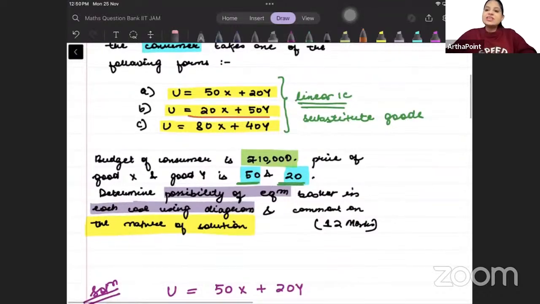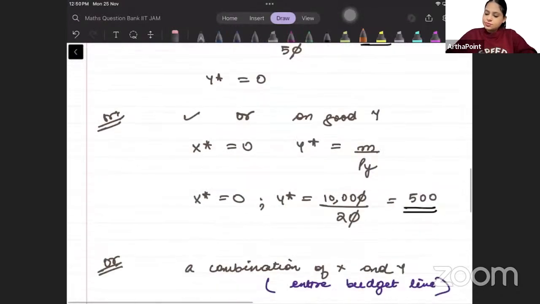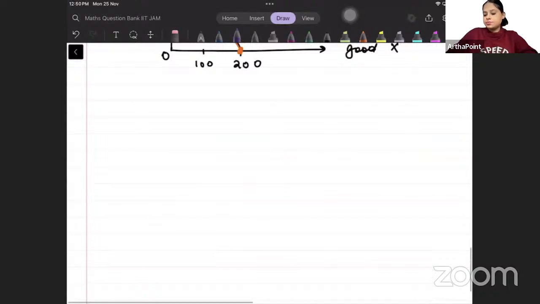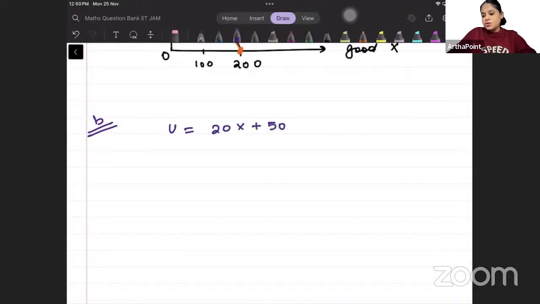Which means 20x plus 50y. So part B. Your utility function is 20x plus 50y. So your MRS will be MUX by MUY.